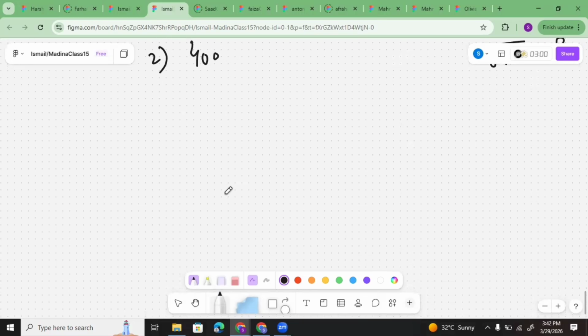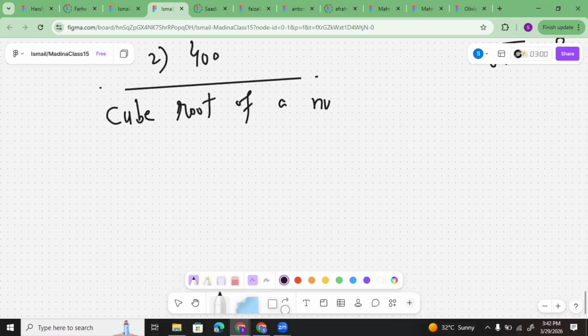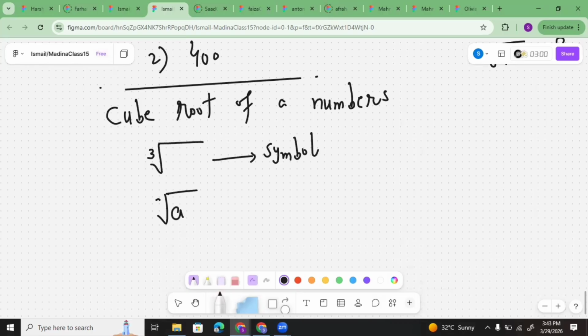Now we are going to do one more thing, that is the cube root of a number. We know that cube means power 3. So how can we find the cube root of a number? First, you need to know the symbol of cube root. Its symbol is similar to square root, but we will see a little 3 here. That is the symbol of cube root that you need to know when you see the question. If I write a number with this cube root, it means the number to the power 1 by 3.